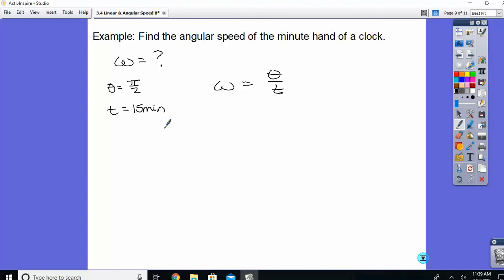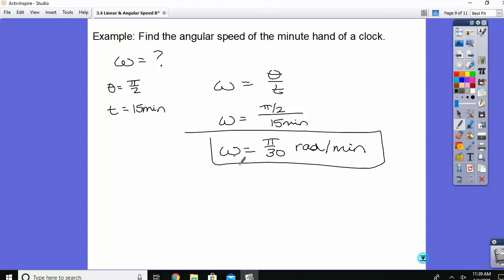So units are going to be very important on this answer, because I could technically give a speed in radians per second, or radians per minute, or radians per hour. So you have to be very careful here. So using the information we did, that's pi over 2 divided by 15 minutes. And what's that give me? Pi over 30. And units, pi over 2 is radians per minute. So in a problem like that, you just have to pick a nice angle and the corresponding time.